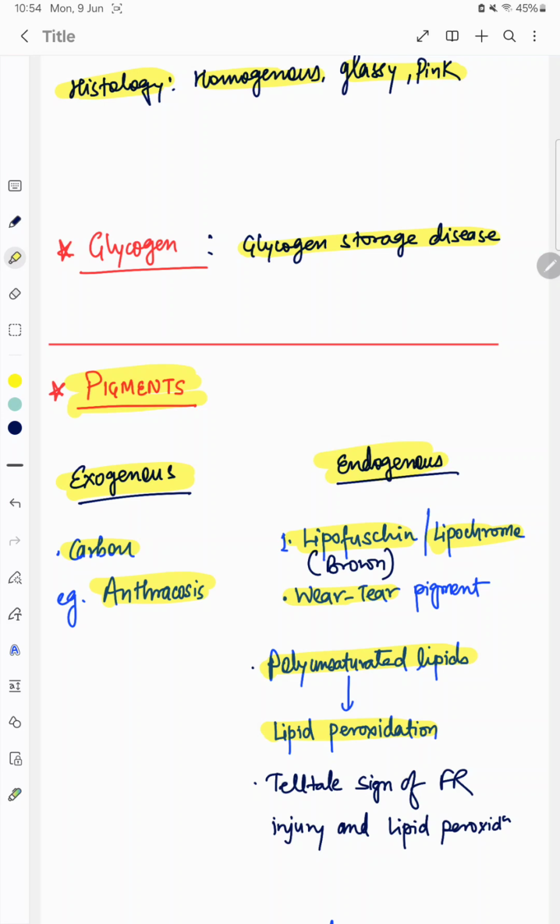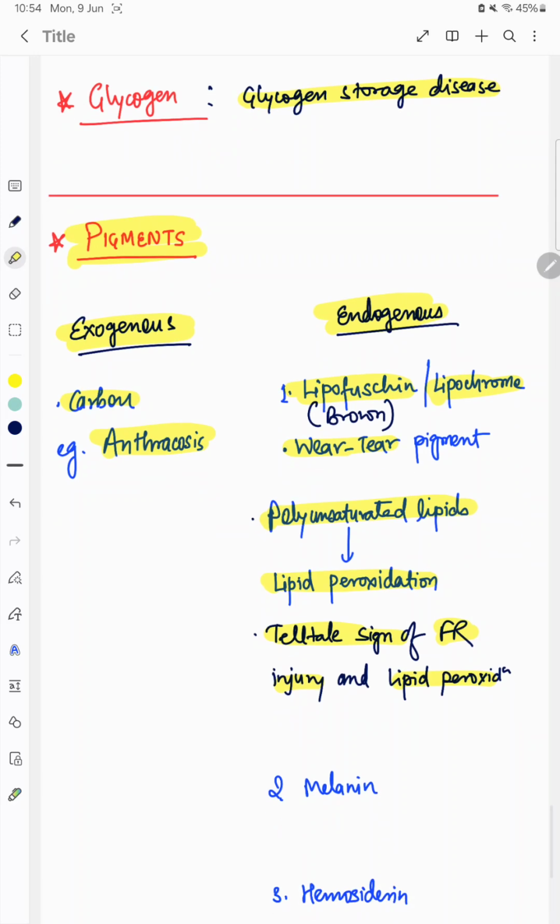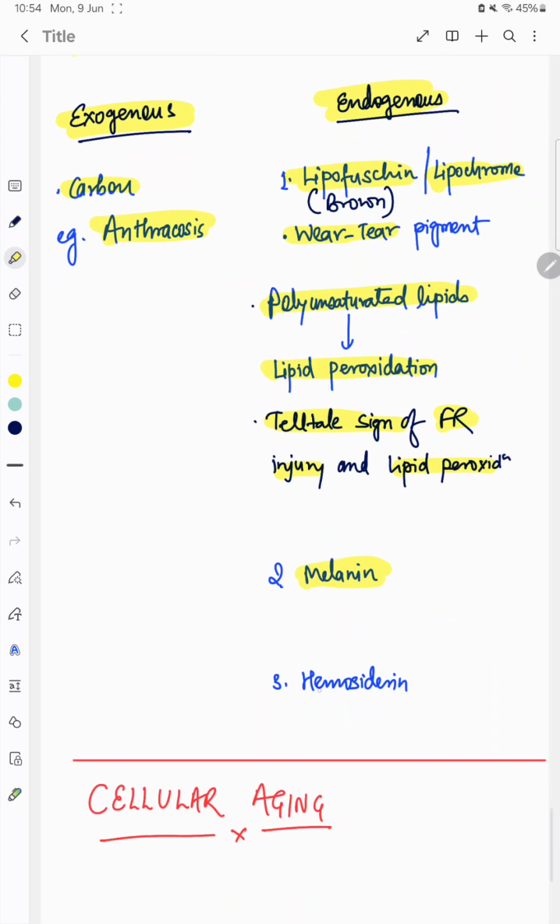Polyunsaturated lipids after lipid peroxidation result in lipofuscin formation, and this is a telltale sign of free radical injury and lipid peroxidation. Other endogenous pigments are melanin and hemosiderin. Thank you.